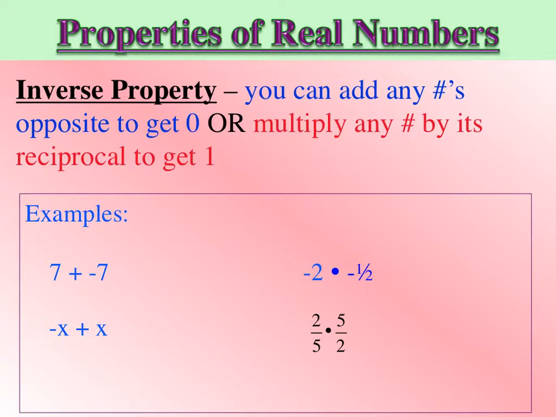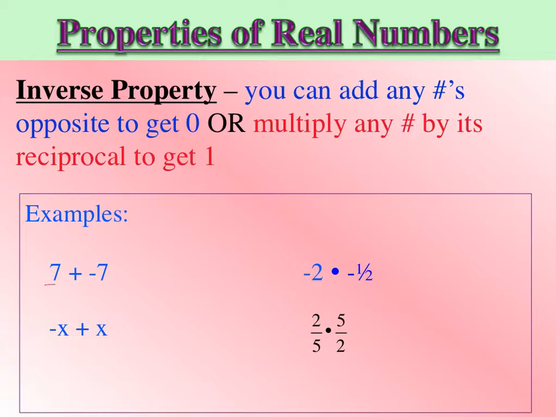Okay, inverse property. Again, I have different colors for the addition versus multiplication. So inverse of addition says that you can add any number's opposite to get the answer of 0, or you can multiply any number by its reciprocal to get 1 as your result. So at the bottom, we've got a couple different examples of addition and multiplication.